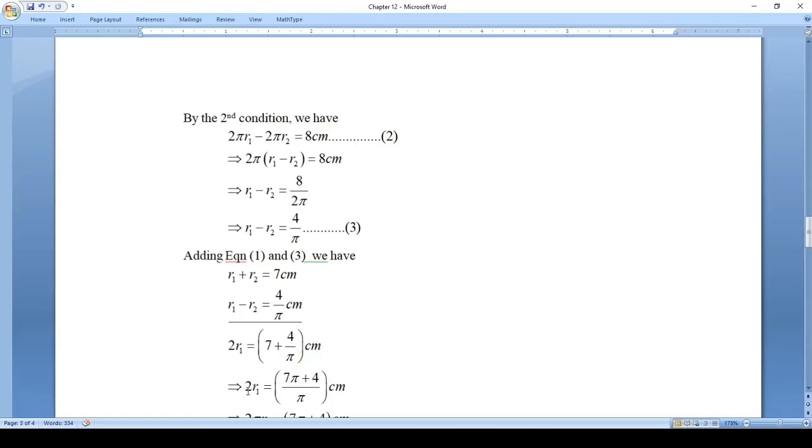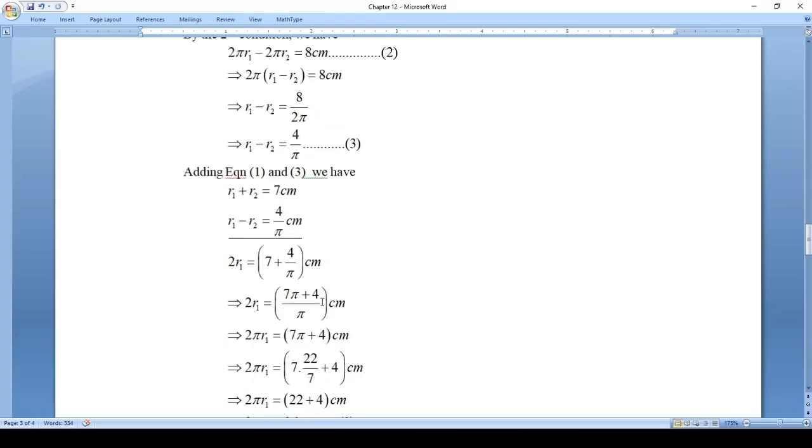Okay, implies 2 r1 will be equal, taking pi common here as LCM, pi divided by 1 is pi, pi multiply 7, 7 pi, plus pi divided by pi is 1 multiply 4 is 4, so 7 pi plus 4 by pi. Okay, you do again a cross multiplication. 2 pi r1 equal 7 pi plus 4, because there is no denominator, because this pi you have cross multiplied to the left side.